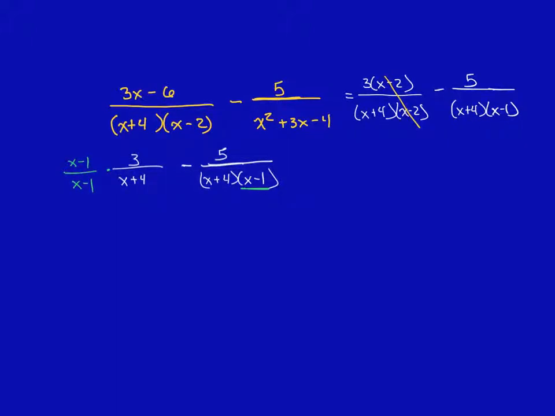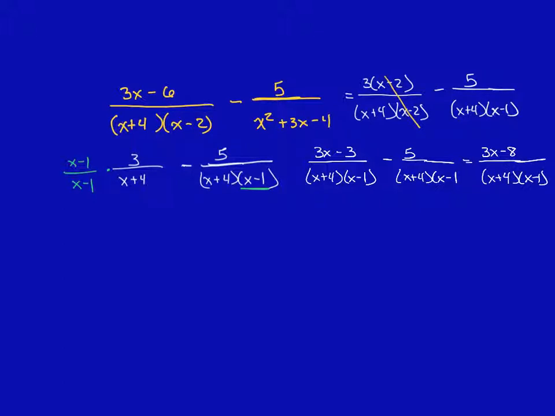And so we distribute the 3, so we have 3x minus 3 over x plus 4 times x minus 1 minus 5 over x plus 4 times x minus 1. And if we combine our like terms, we have 3x minus 8 over x plus 4 times x minus 1. And there we go. And once again, this doesn't factor, so we can't actually simplify anything down for that.